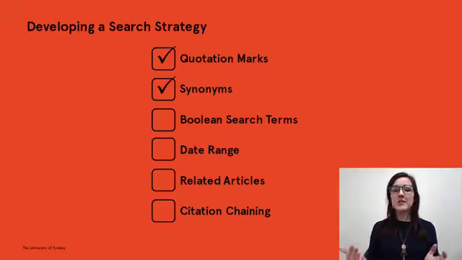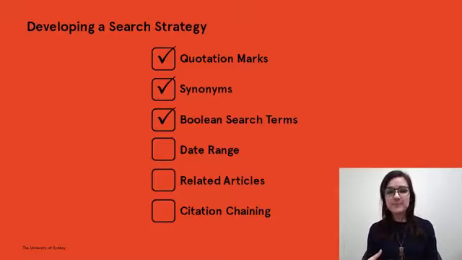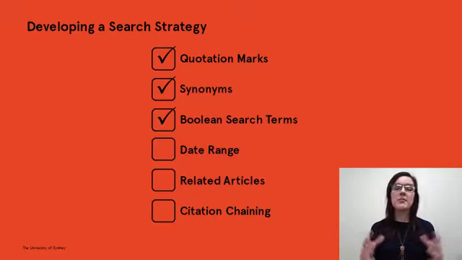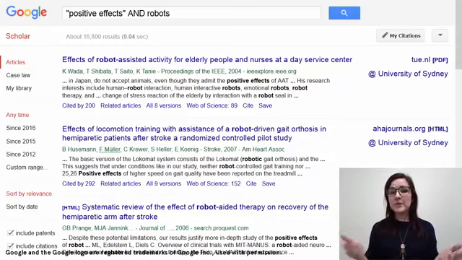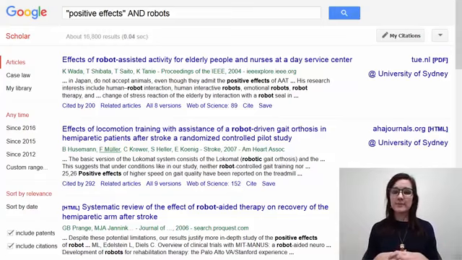One way to combine terms is using what we call Boolean search terms or search operators. Search operators are used to combine terms in different ways to expand or narrow your search. There are three main operators. The first is "and", and it does a pretty self-explanatory job. "And" will combine a search for two or more terms. For example, we might want to search for positive effects and robots to focus our search on this one area. Using "and" will narrow the search.